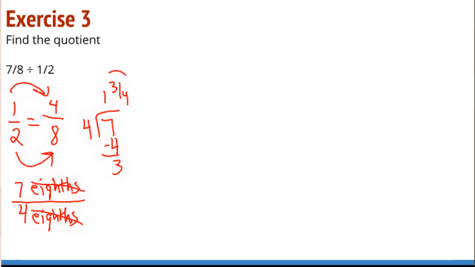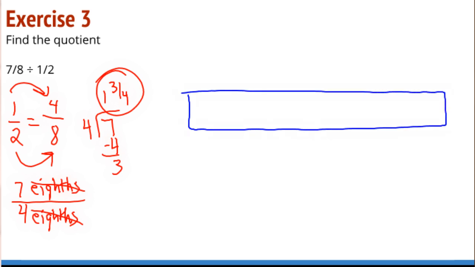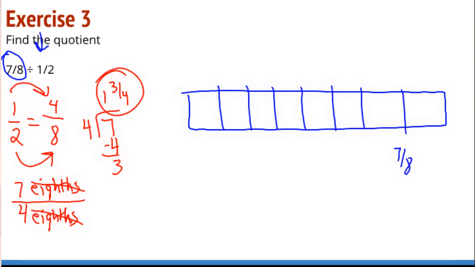And I've got 1 3/4 groups of 1/2 in 7/8. Looking at this as a model, I could tape diagram this, which is going to look very similar to a number line here. I am going to need 7/8 so that I can count up the number of halves that are in it. So I'll need 1, 2, 3, 4, 5, 6, 7. I've got my 8/8, and right here is my 7/8.